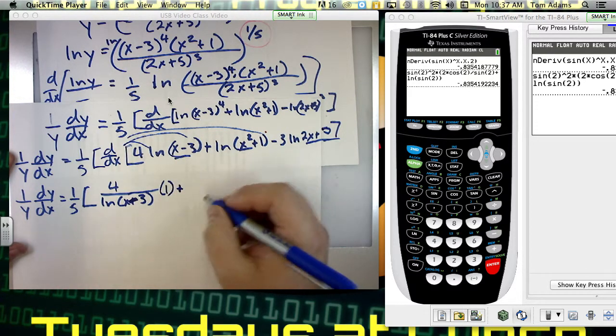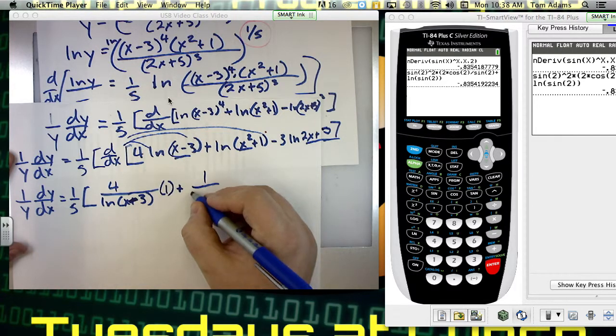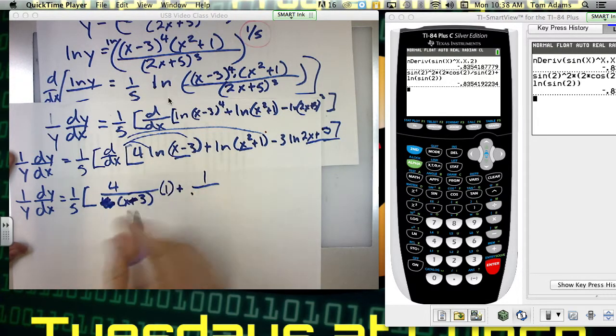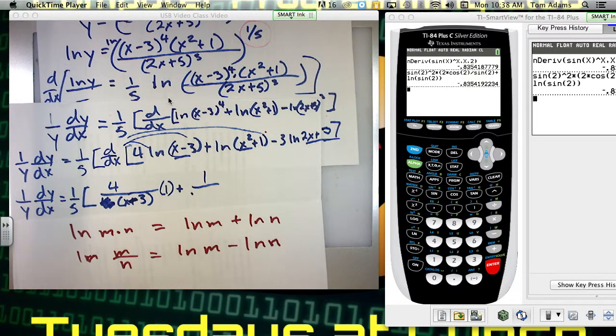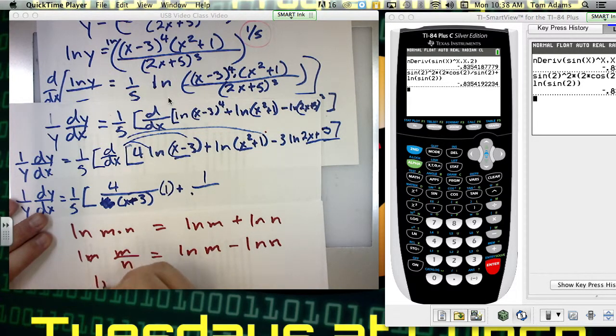Then plus, this is just going to be 1 over, oh, it's not, it's this. Let me write it down. Remember that when I have the natural log of u, if I take the derivative of the natural log of u, it's just 1 over u times the derivative of u.